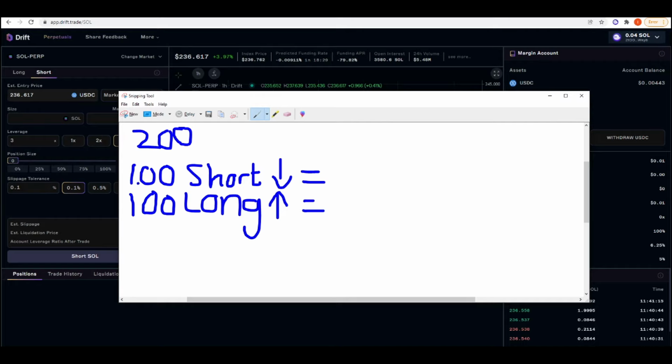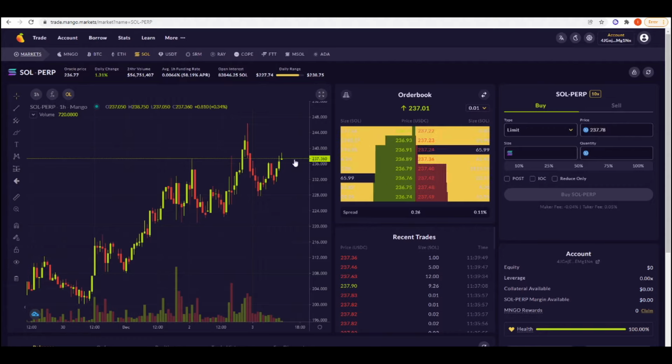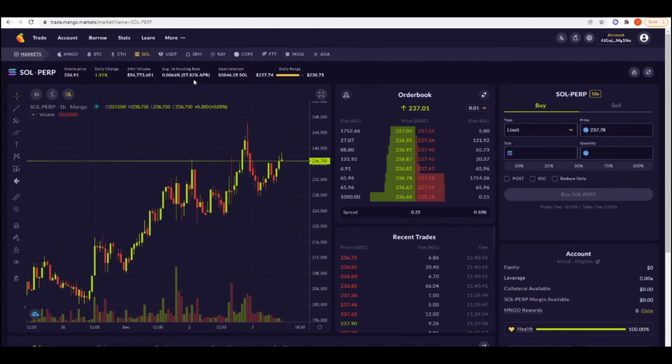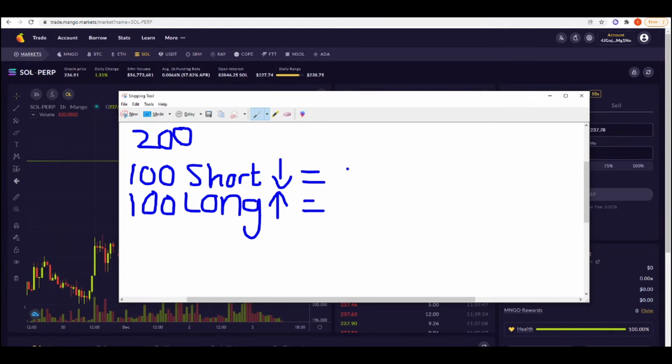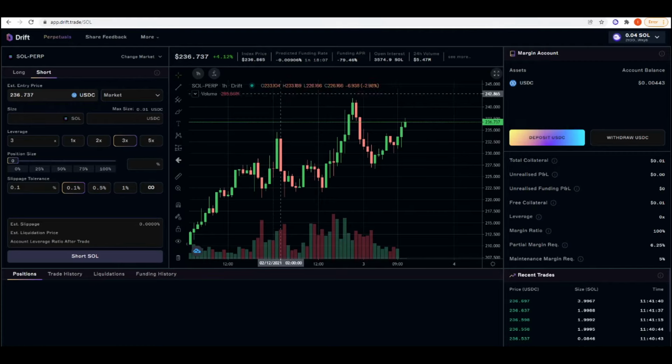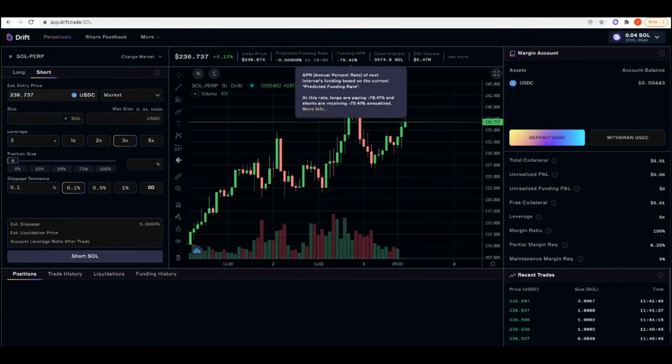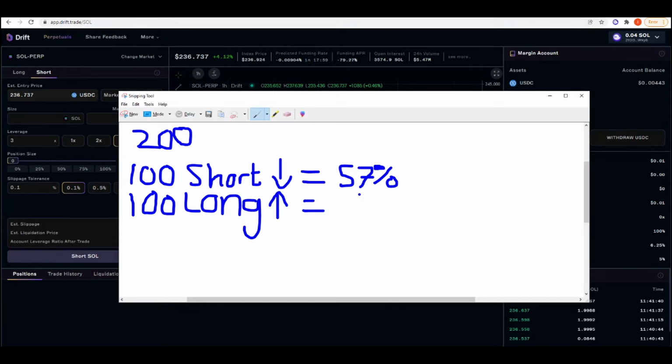We're going to take $100 and then go short on Mango Markets to collect that funding rate, which is like 57%. Let me just write that here. So you're getting paid to short on Mango Markets, which is nice. And then we're going to take $100 and then go long the Solana perpetual futures on Drift. And that's currently paying out, let's just call that 80% for now.